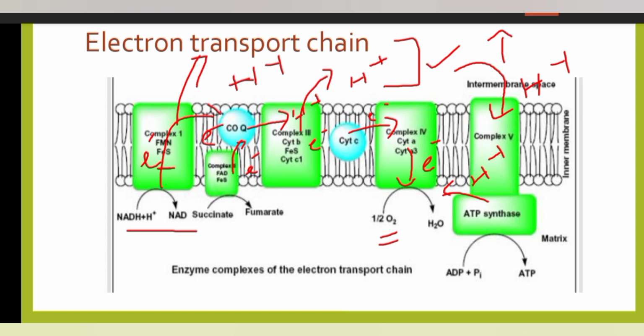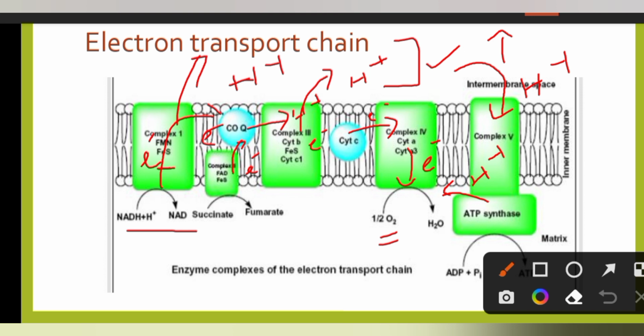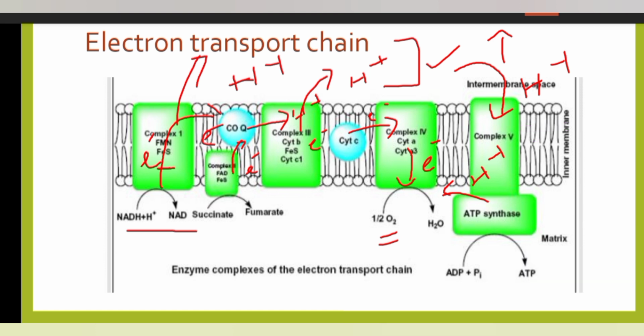This complex 5 is the ATP synthetase enzyme. ATP synthetase is made up of two components actually. Those are the F0 and F1 particles. F0 is a proton channel and F1 is a catalytic site which will synthesize the ATP and undergo conformational change. Protons from the space accepted by the F0 particle will reach the F1 particle to synthesize the ATP molecule. These F0 and F1 particles together we call oxysomes.